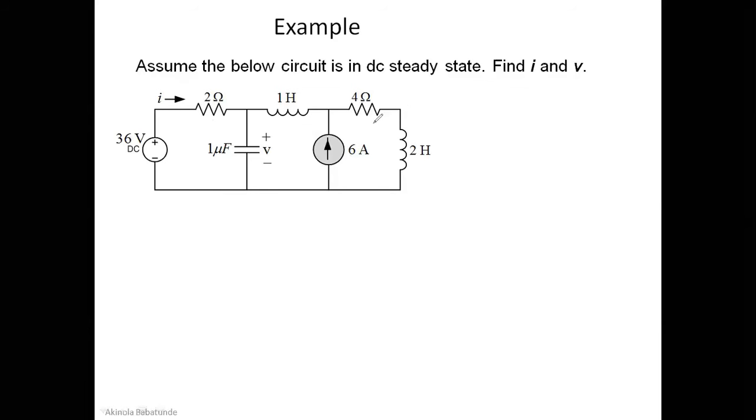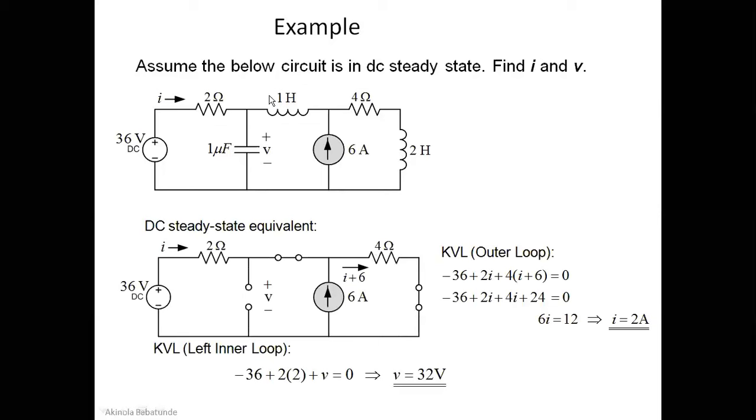What we find here is that we have two inductors. This is inductor 1, this is inductor 2, and then we have one capacitor here. In this steady state, we short circuit the inductors and open circuit the capacitors. If you do that, what you would have looks exactly like this. We short circuit the inductor of 2 henry here, the inductor of 1 henry is short circuited here, and the capacitor of 1 microfarad is open circuited here.